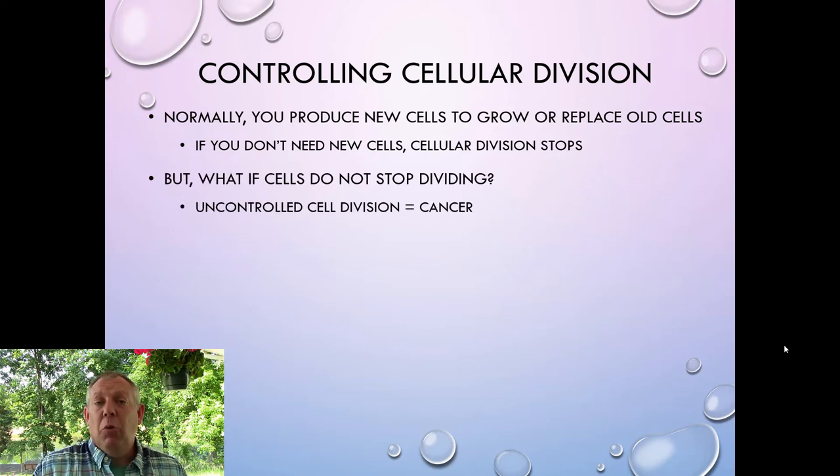But what happens if they don't stop? What happens if cellular division is uncontrolled? Well, that's what cancer is. That's when the cells just keep dividing and don't stop when they're supposed to stop, and it creates a tumor.